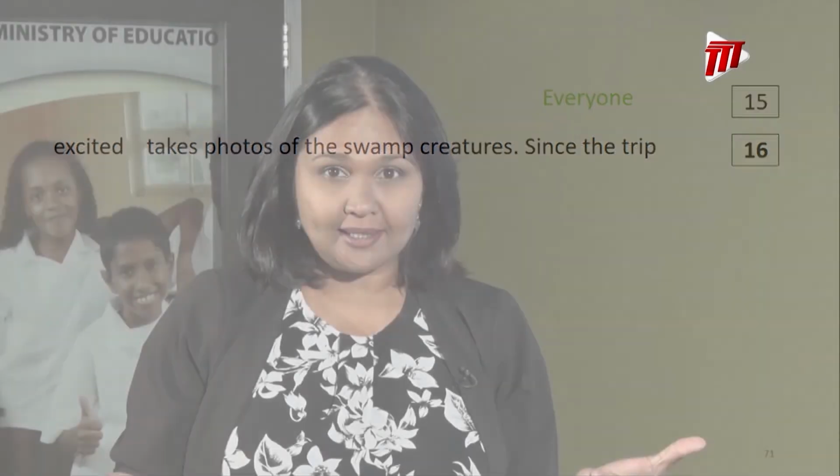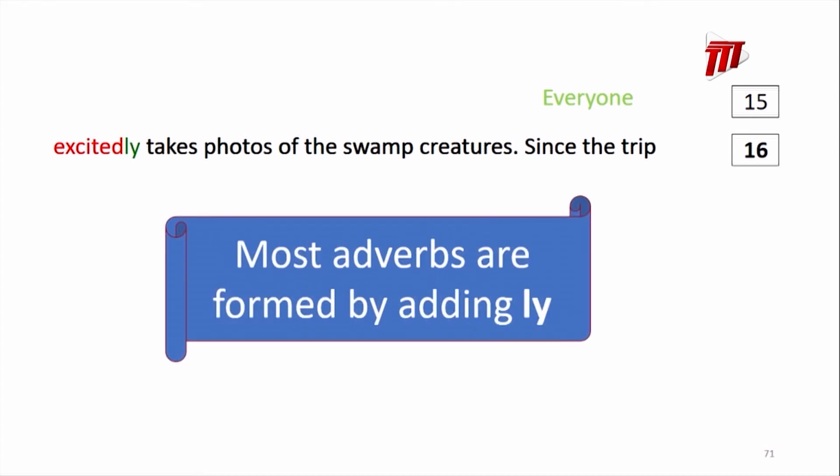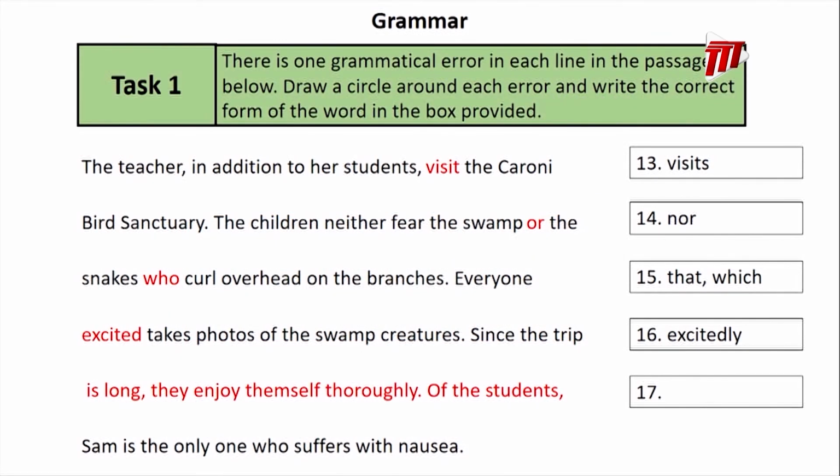So the children are excited, right? And they are taking photos of the swamp creatures. So they perform an action. How are they taking the photos? Excited. But excited is not an adverb. We want an adverb there, the manner in which they're taking the pictures. Yes. So if you answered excited, you were correct. So you circle the word excited, and then you write the correct thing. Where most adverbs end in ly, they are taking the photos how? Excitedly. So we circle the word excited and write the word in the box.